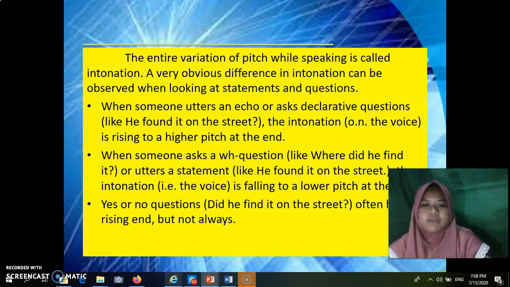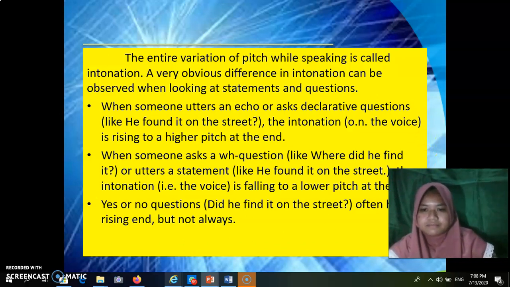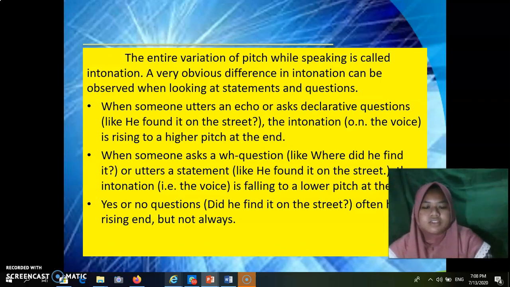Second, when someone asks a wh-question like "where did he find it?" or utters a statement like "he found it on the street," the intonation is falling, the voice is going to a lower pitch at the end.